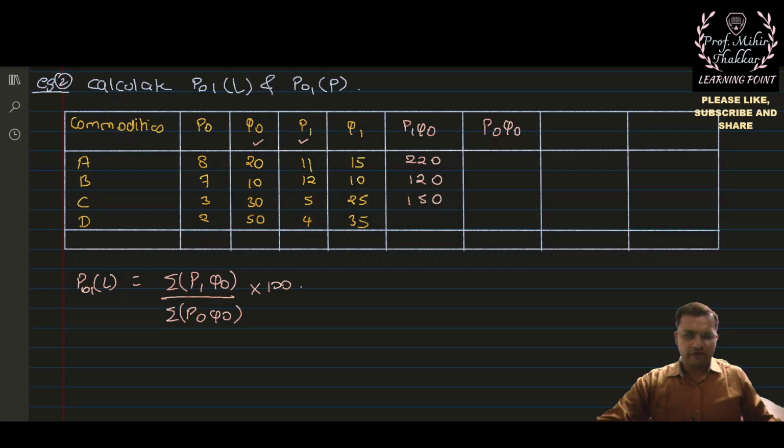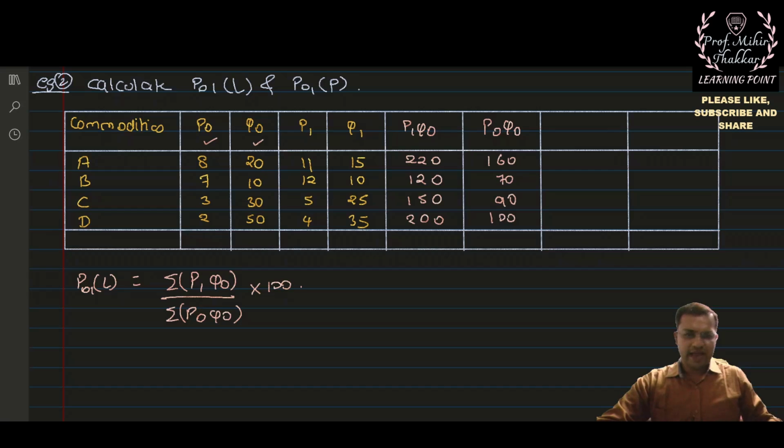50 into 4, 5 into 4 is 20, so that becomes 200. P0, Q0, so then in that case I have to multiply the P0 column and the Q0 column. So 8 into 2 is 16, so this gives me 160. 7 into 10 is 70. Then 3 into 30, that is 90. And again 2 into 50, that is 100.